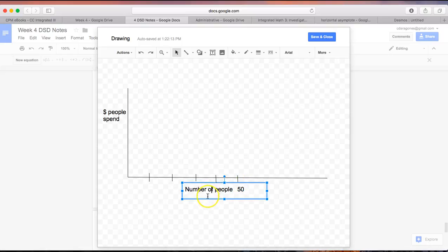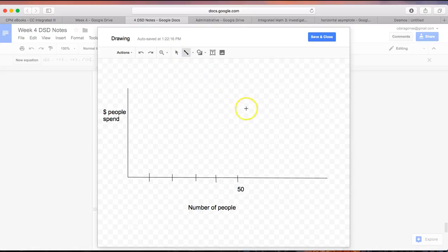Okay, I'm going to move this down. Okay, at 50 people, I cannot have 50 people. I can only have less than that. So there's going to be this vertical asymptote there. And I'm gonna try to make it. Usually asymptotes are done with a broken line.